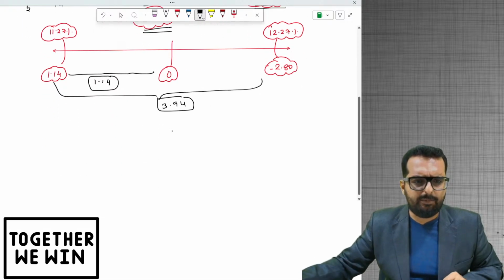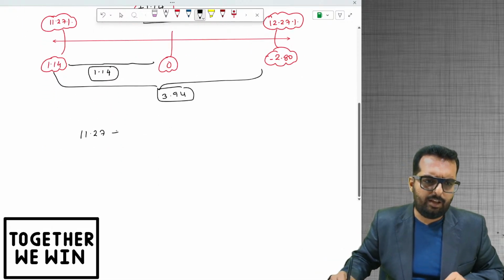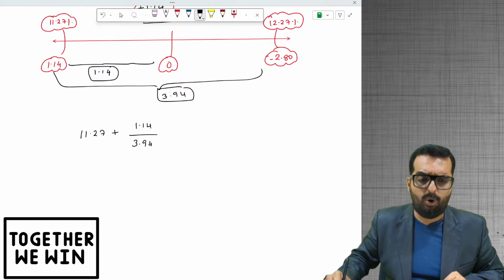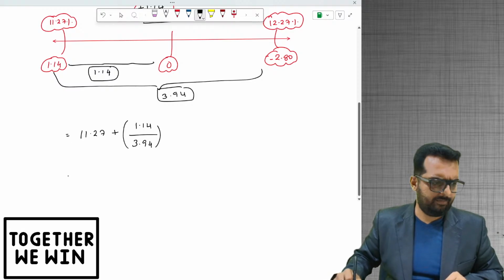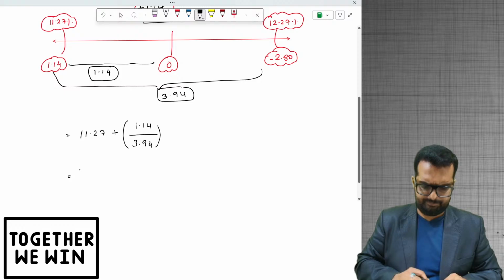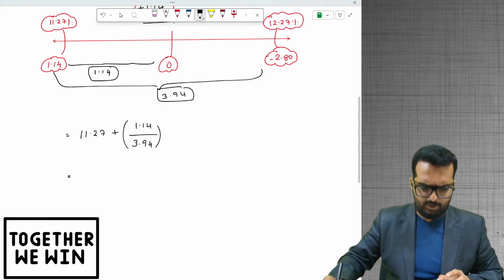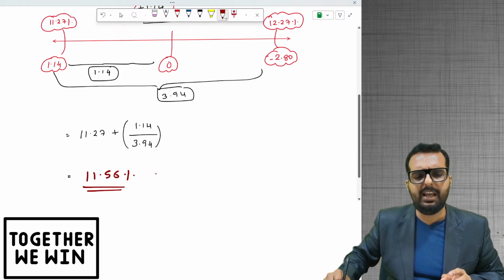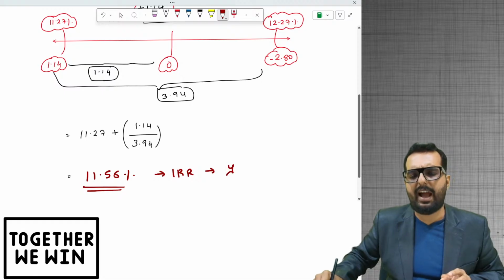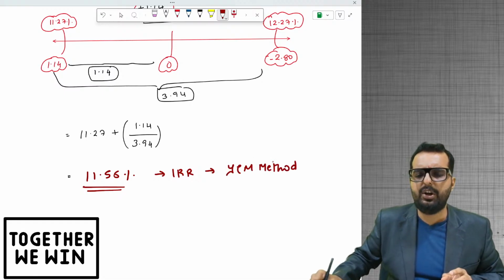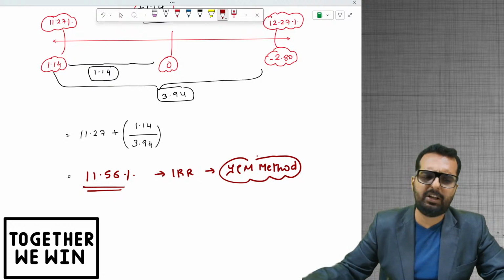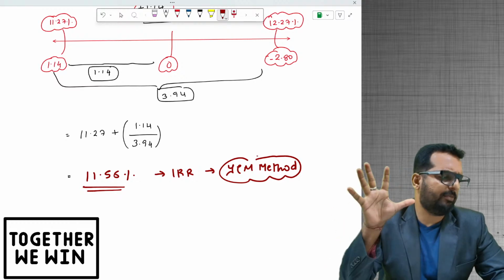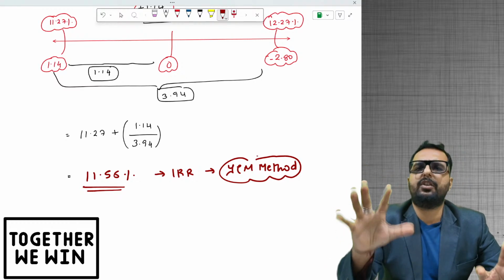So in order to get the IRR, my formula would be 11.27 plus 1.14 being the gap, whole divided by 3.94. So when you do it this way, do I get the answer as 11.55 percentage? This is going to be my IRR, or this is the answer that we get using what method, friends? Using the YTM method. Everybody clear? This is the most accurate answer because at 11.56%, my NPV becomes 0.